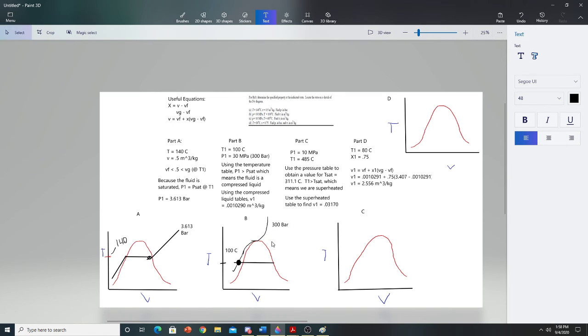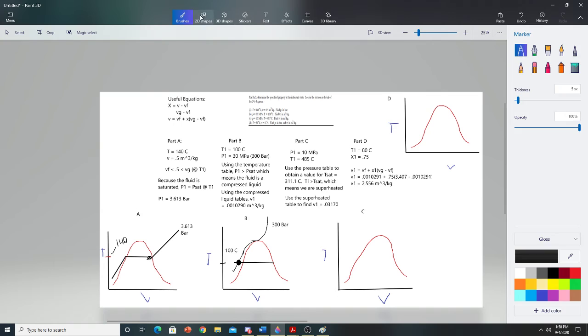which that line of constant pressure is going above the critical point because it's higher. The critical pressure of water is 220, so we're actually way higher than that. We're supercritical. So this is what this one should look like.